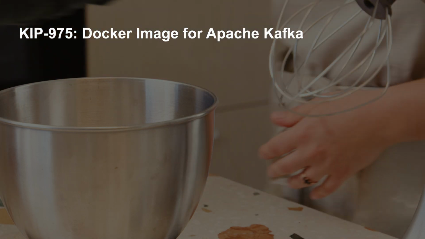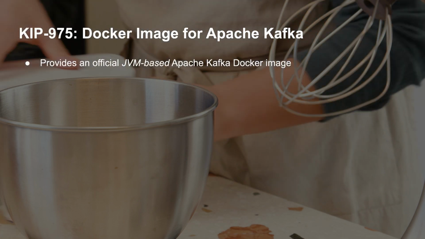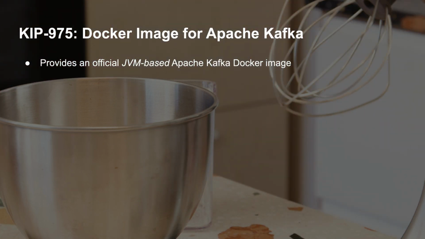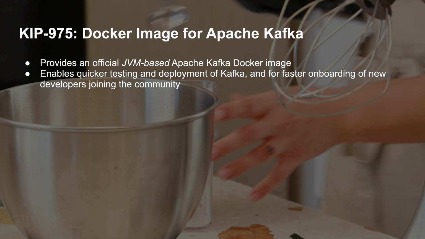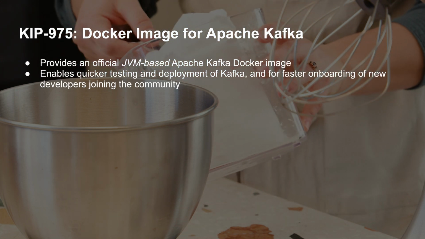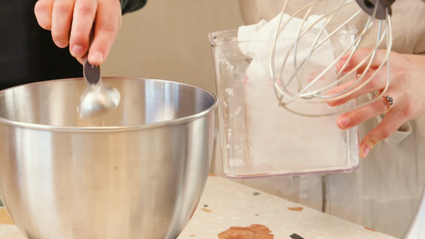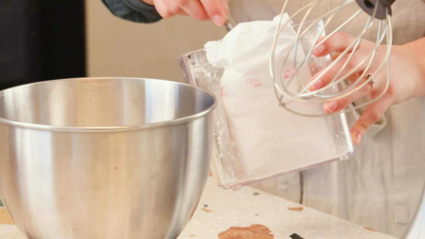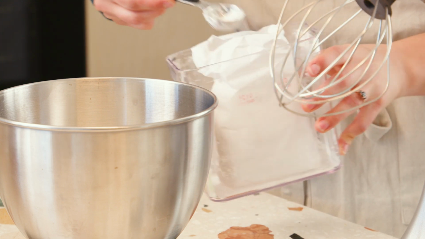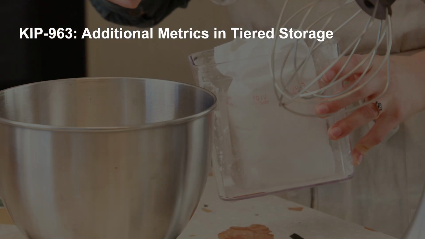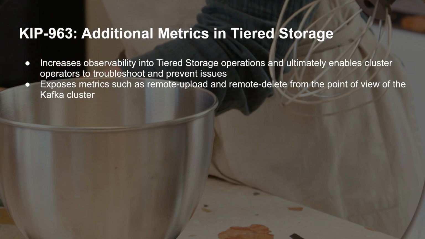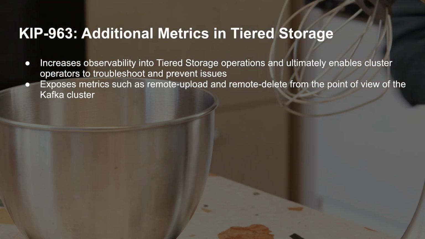With the completion of KIP 9.7.5, you'll find a brand new, official JVM-based Apache Kafka Docker image for you to use. This new image will make testing and deployment faster and hopefully make it even easier for new users to get started with Kafka. Tiered storage has been a hot topic in Kafka, with KIP 4.0.5 being early access as of version 3.6. For those of you making use of tiered storage, KIP 9.6.3 adds new metrics to make it even easier for you to monitor the performance of this feature.